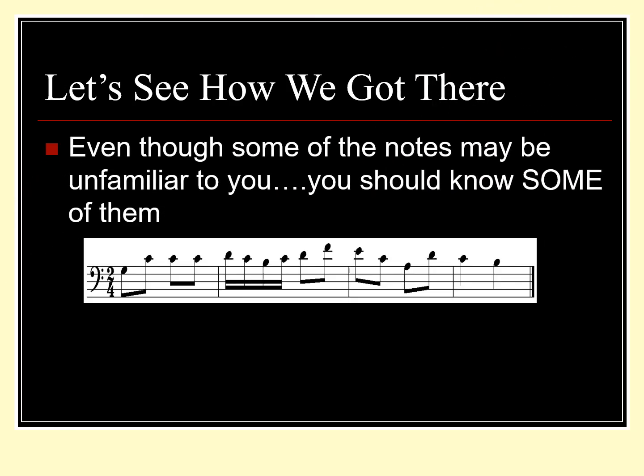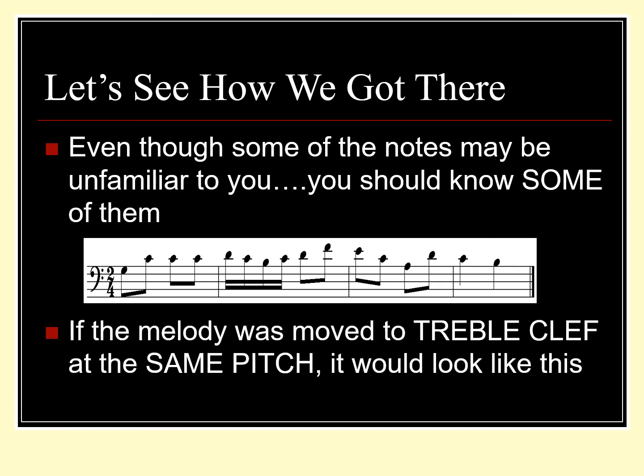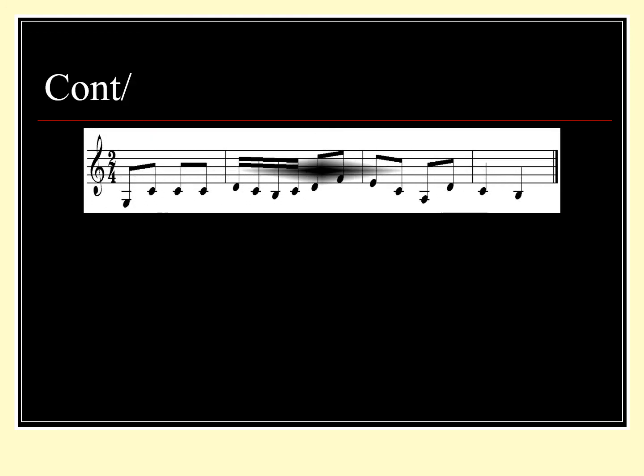But how did we get there? So those notes may be a bit, ooh, what are those? But you will know some of them. You'll know that first note there, you know that there's a C and so on, you know that as the A. If the melody was moved to the treble clef at the same pitch, it would look like this. Now remember, before I do this, we've got this anchor point of the C here, so we should identify that as being the same in the treble clef. Yes, see that C there?